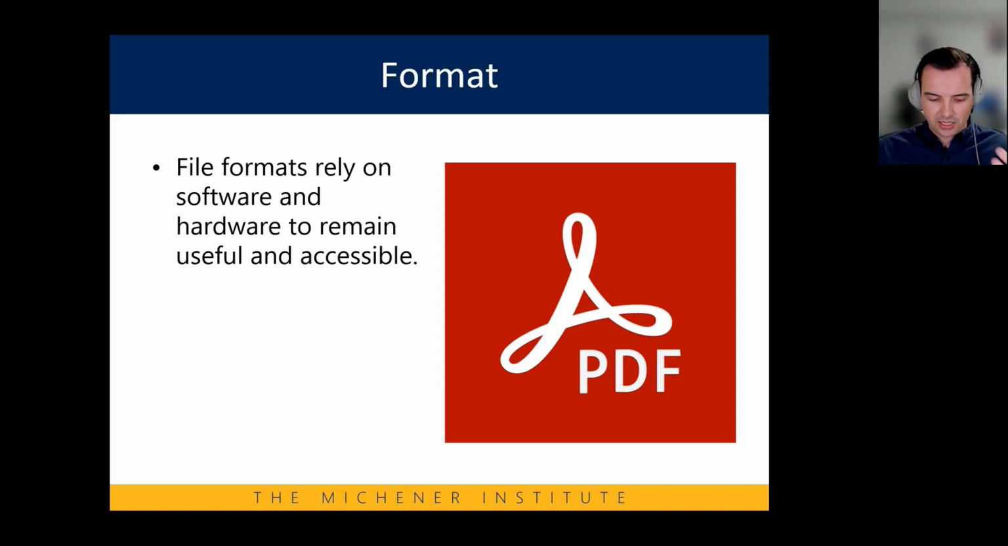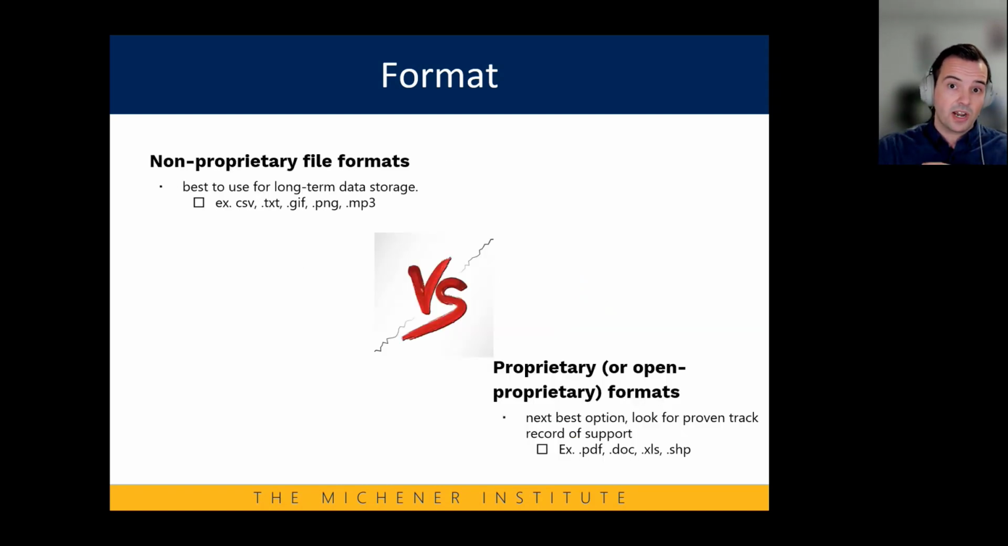And maybe you're saying, I don't understand, PDFs are pretty universally accessible, but PDFs are actually a proprietary form of file storage. The best things to use for long-term access to files are CSV, comma separated value files, .txt, which is just a text file, .gif, probably not the best storage format, but these are open access. And so anyone and a lot of different programs can access these.